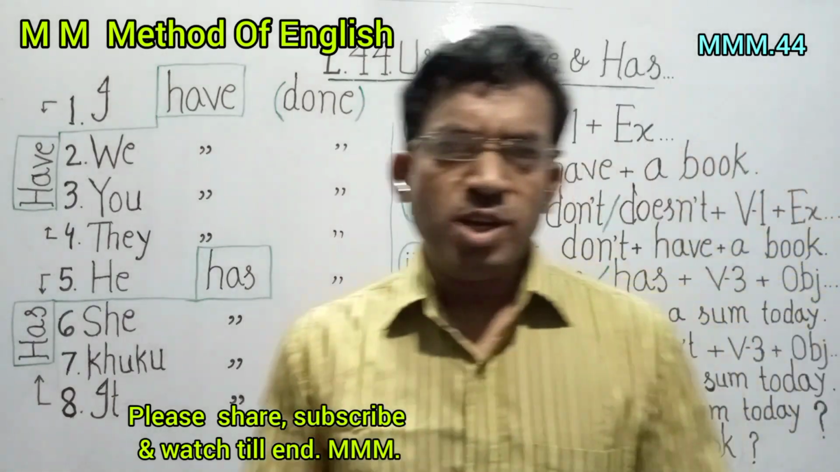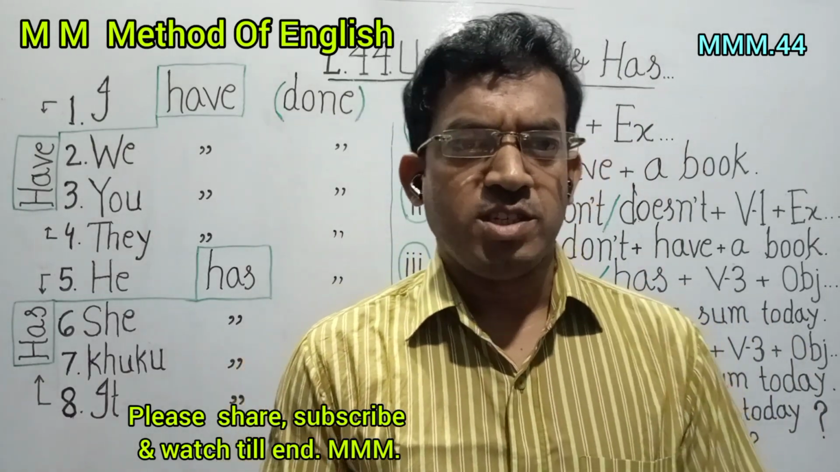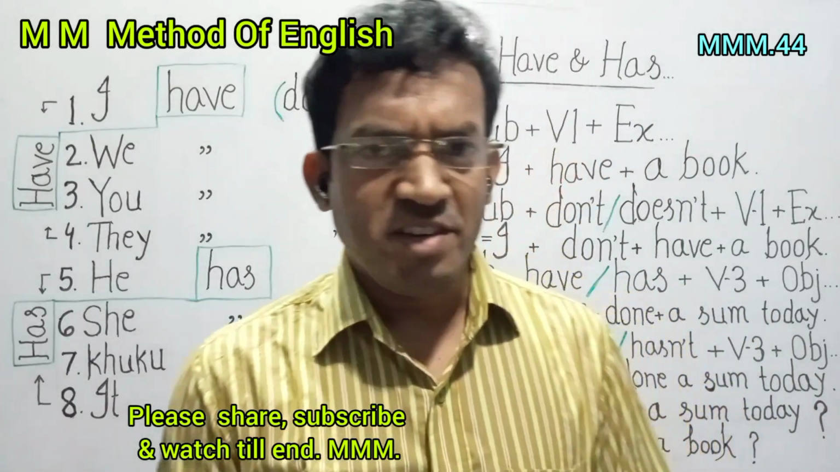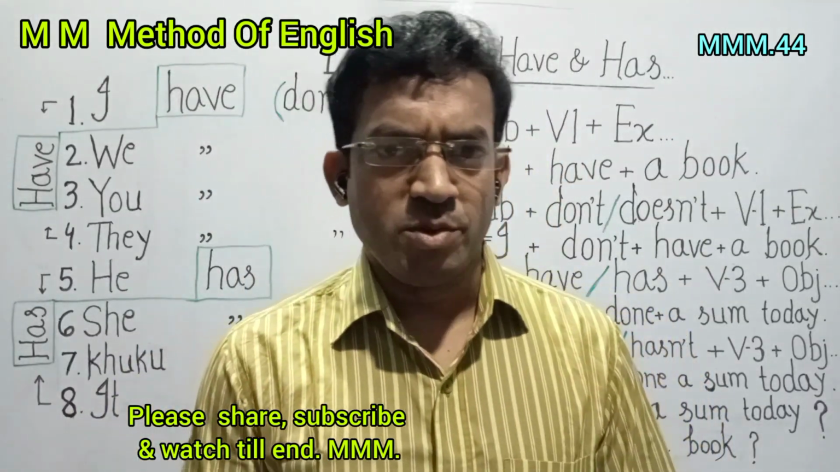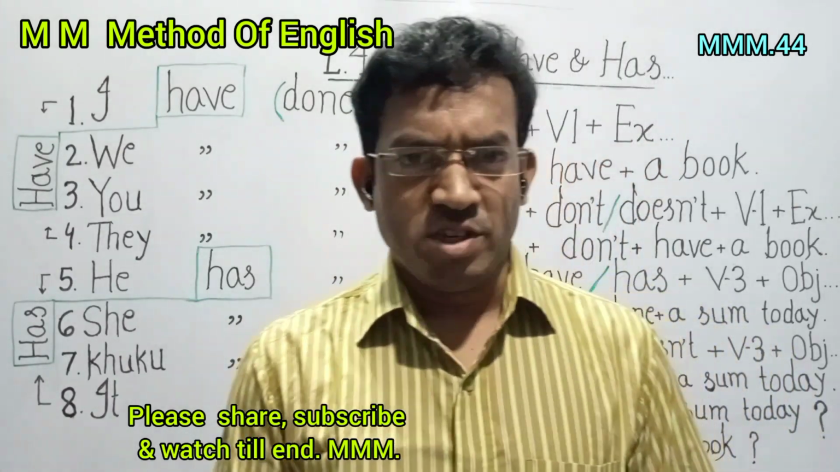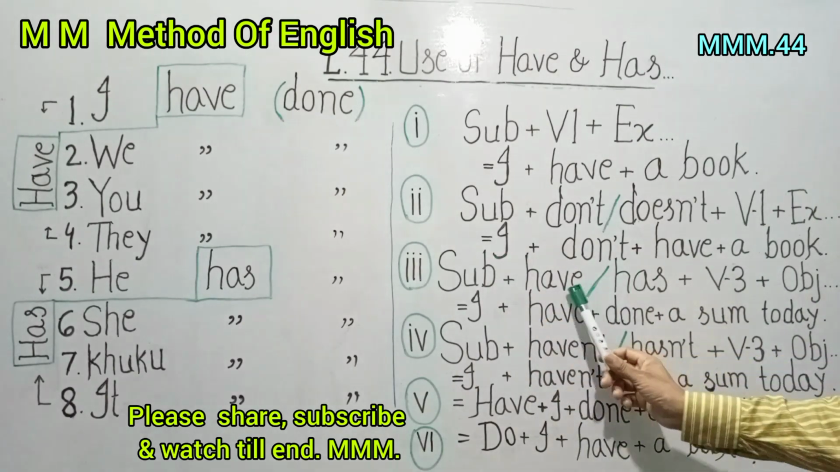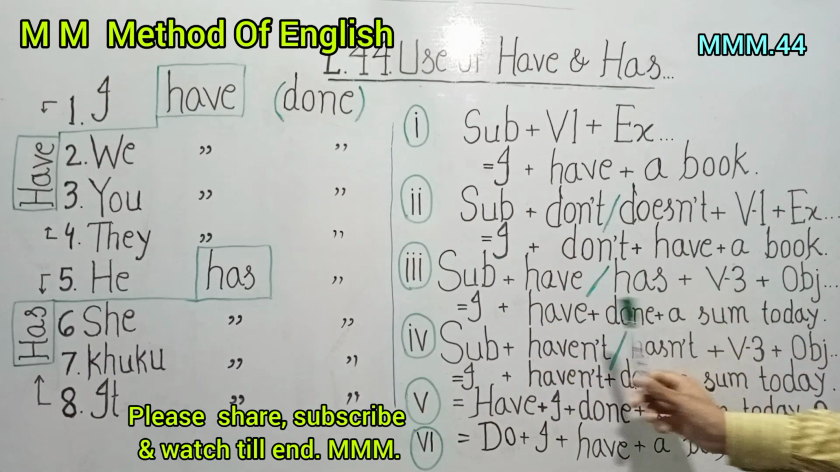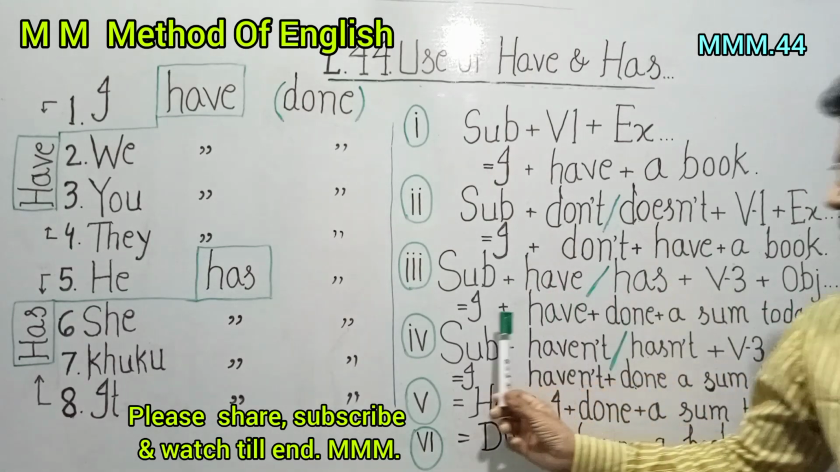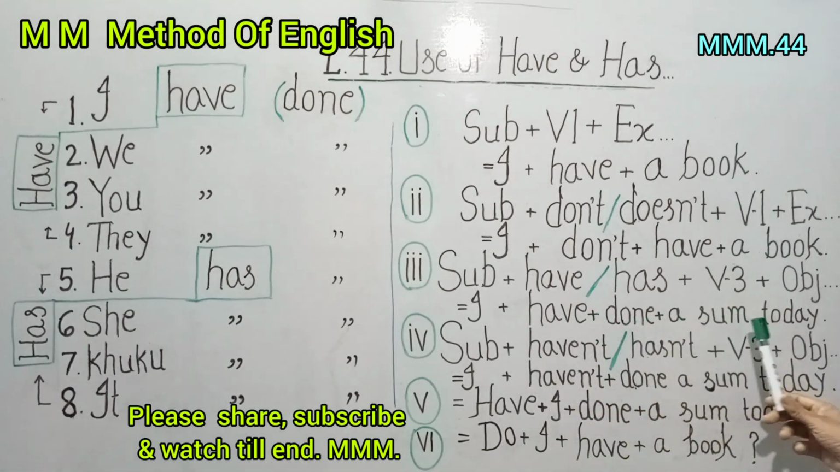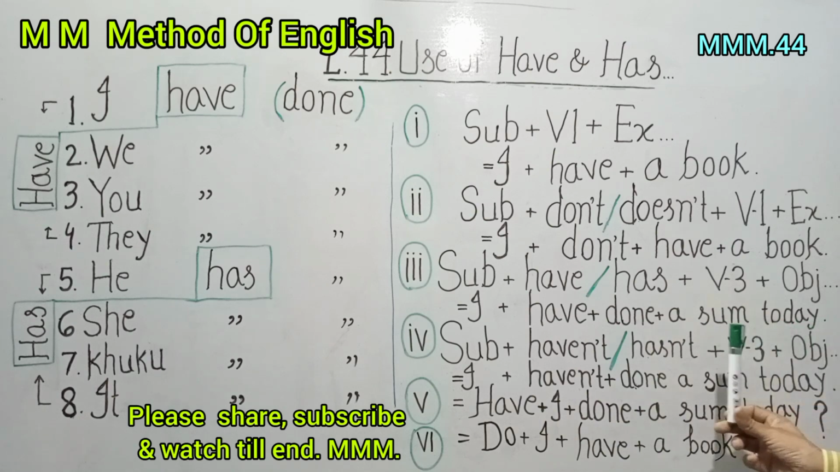We know বর্তমানে কোনো কাজ কমপ্লিট হয়েছে, কাজটির চিহ্ন বা প্রতীকও আছে বুঝালে প্রেজেন্ট পারফেক্ট টেন্স ইউজ করা যায়. Then its affirmative structure: subject have or has V3 object. For example, I have done a sum today. আজ আমি একটি অঙ্ক করেছি.